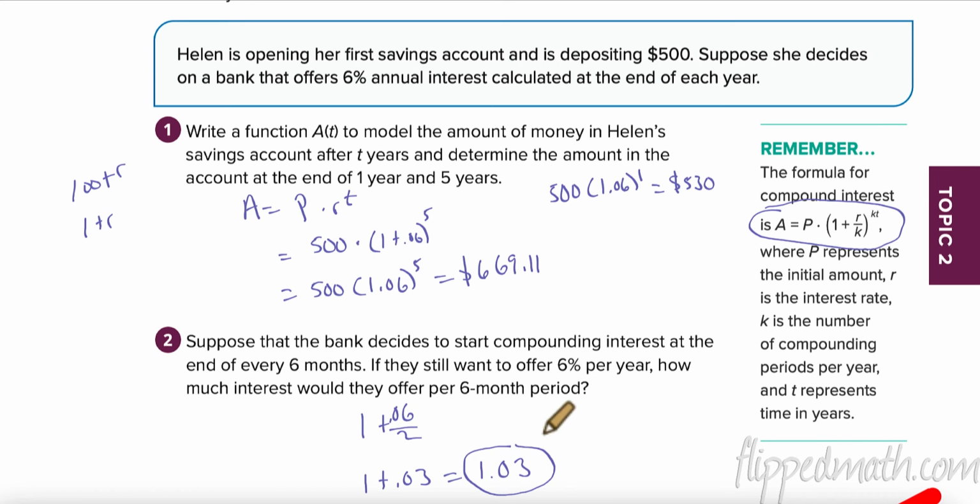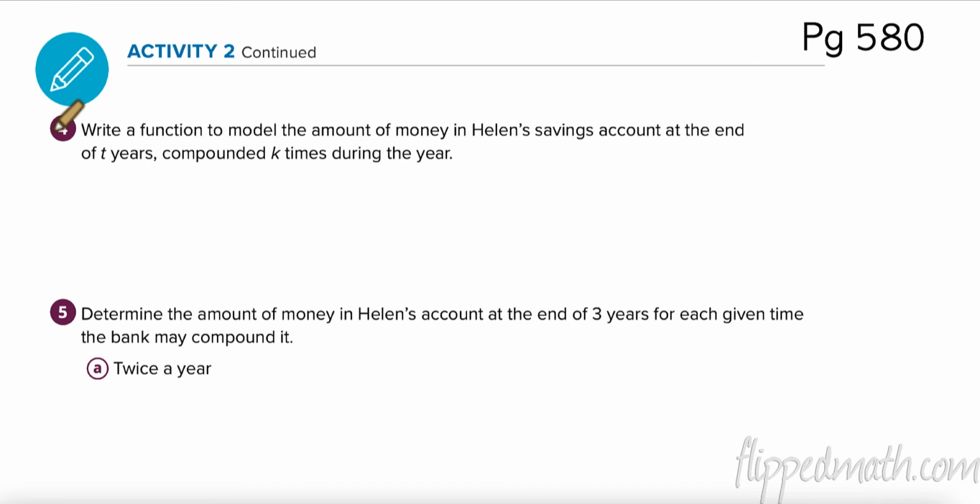Now that's like, why would I do that? I'm making less interest than 6%, right? But I'm going to do this twice in 1 year, as opposed to this, where I'm only doing it once per year. All right, let's take a little bit deeper look into that on the next page on 580.